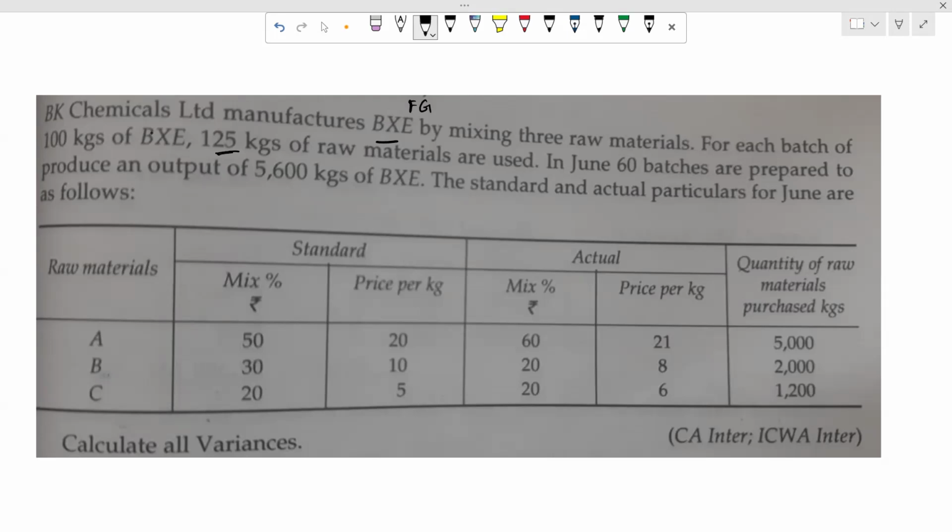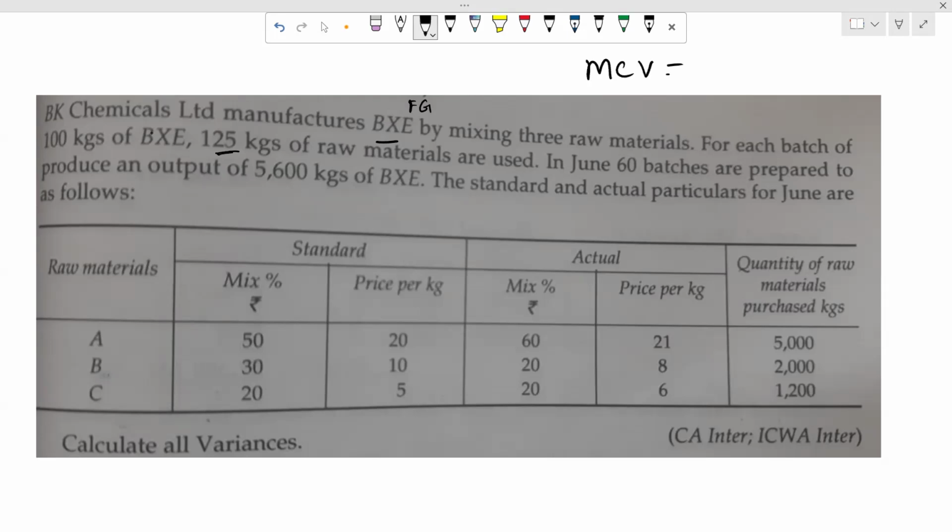So here what is important to understand in this question is, material price variance can be calculated using either quantity of raw material purchased or quantity of raw material consumed. But however, first preference should be given to quantity of raw material consumed. Why? Because only then this equation will tally.